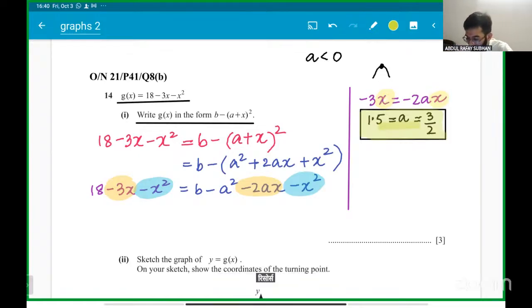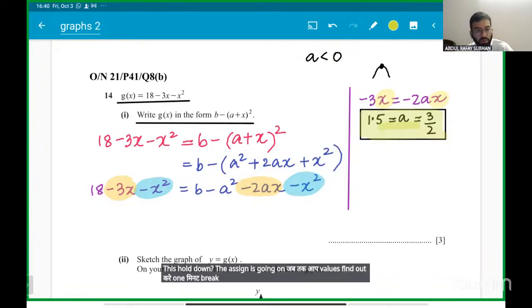Just hold on, the azan is going on. While you find out the values, 1 minute break to everyone.